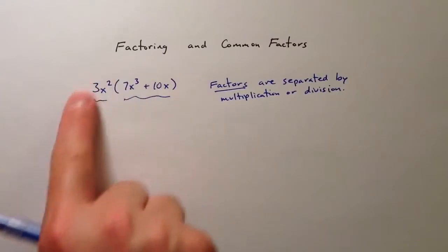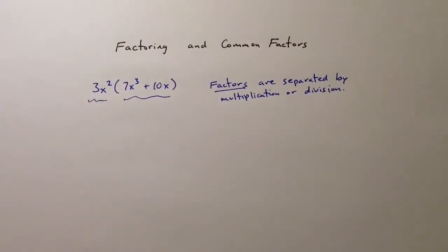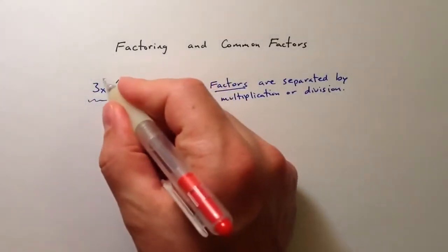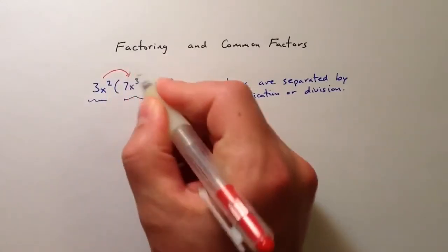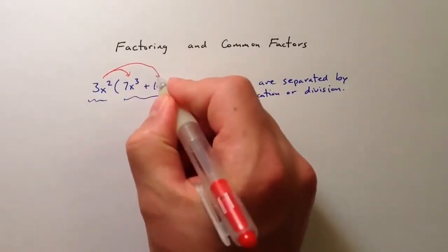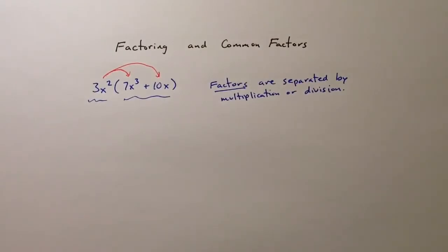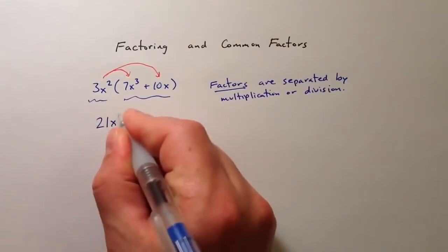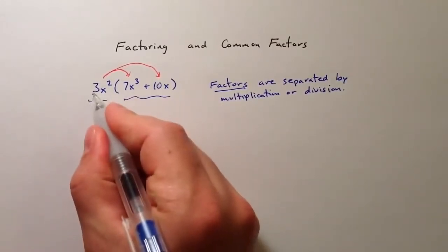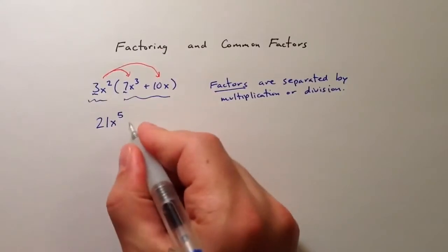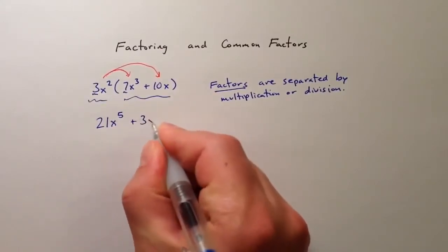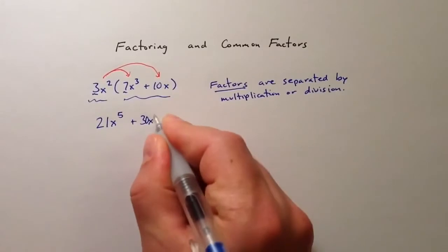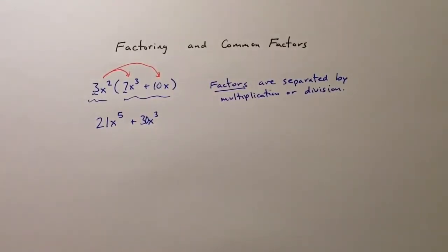So, if we start with a factored expression, I could multiply that out. The parentheses tell me that the 3x squared should multiply with 7x cubed and also with 10x. So I can distribute, and we'd end up with 21x to the fifth, multiplying the coefficients in front and adding the exponents, plus 30x cubed. The idea of factoring is to do things in the opposite order.